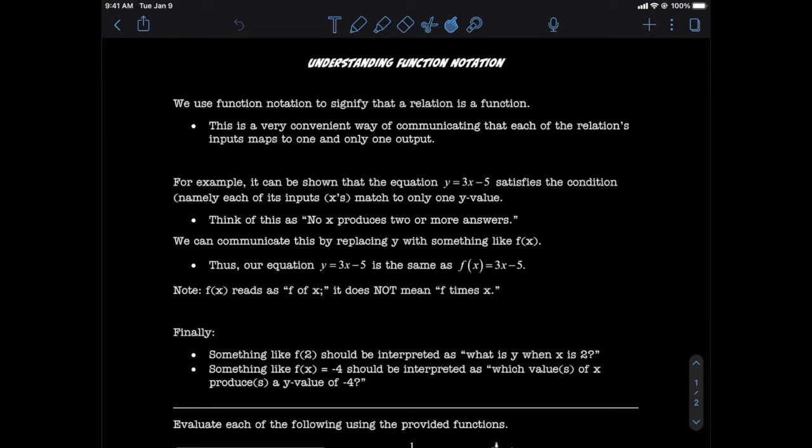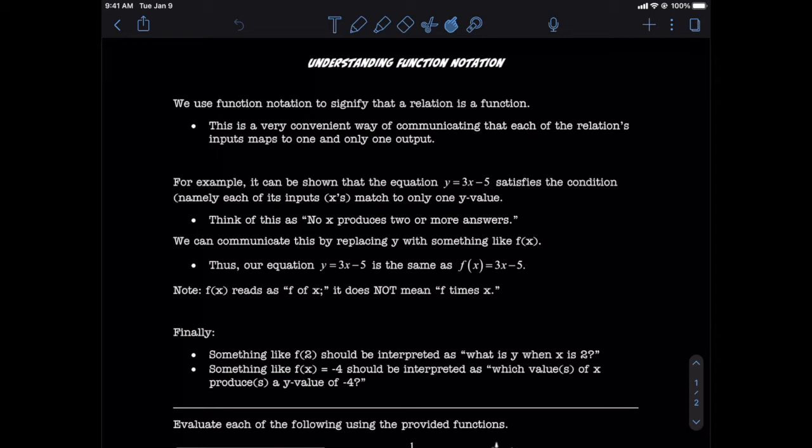Finally, if you see a problem that has something along the lines of f of x equals some number, you have to understand that what you're trying to find there is all the x values that produce that value for y. Don't get confused here either, Yance. Just because some inputs have the same answer doesn't mean it's not a function. Remember, to be a function, each input has to go to one output. It doesn't matter how many inputs have the same answer.